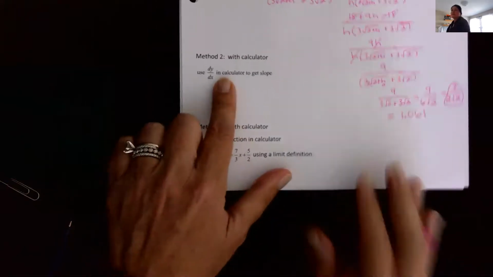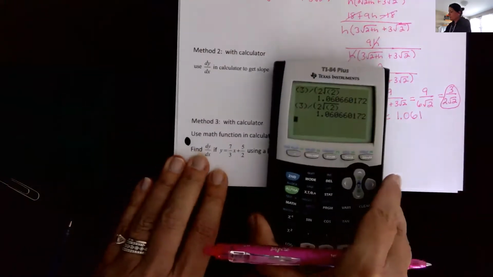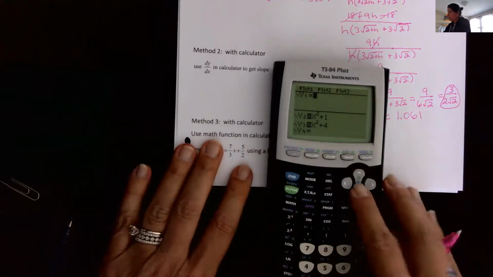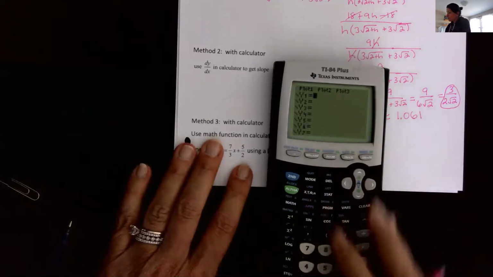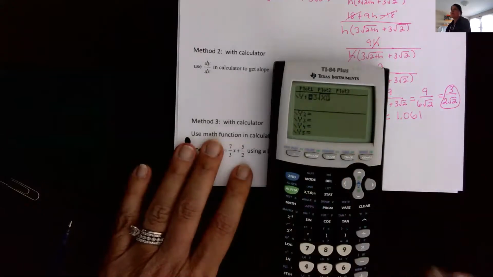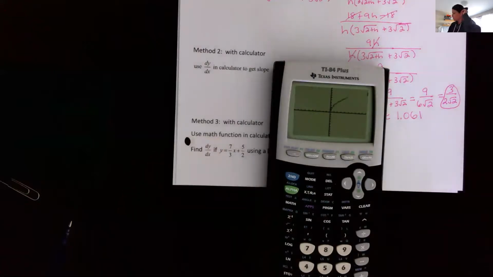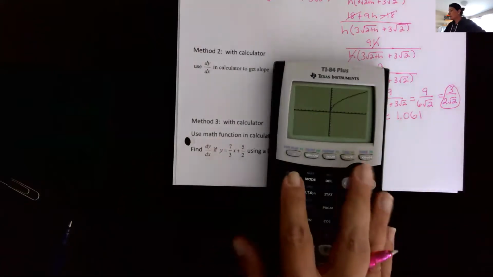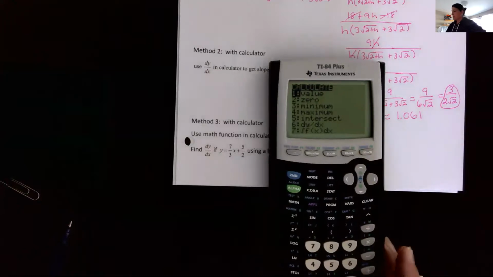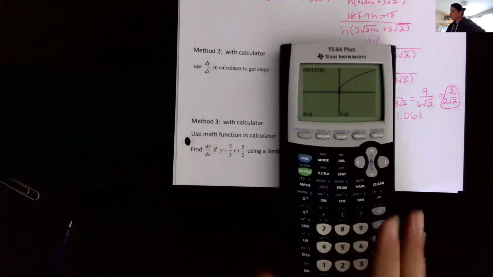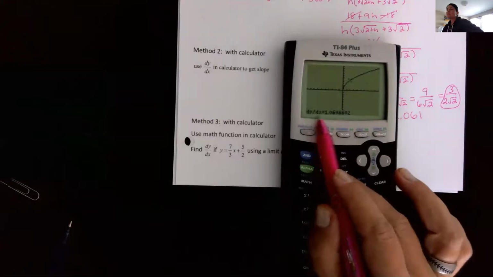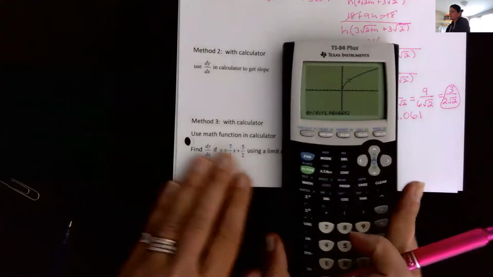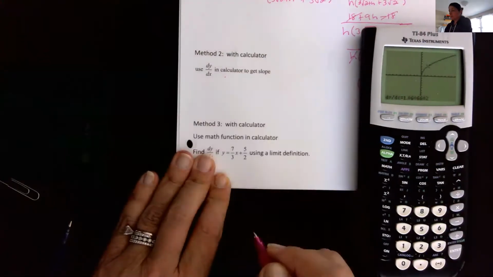We're going to use dy dx as a refresher in the calculator to get slope. So to use dy dx, I actually need to put it into my y equals. That means I need to put in 3 square root x. Graph it. And then dy dx is second trace choice 6. I have to tell the calculator at what value. It's at 2, we're at x equals 2. dy dx, the instantaneous rate of change, is 1.06066.